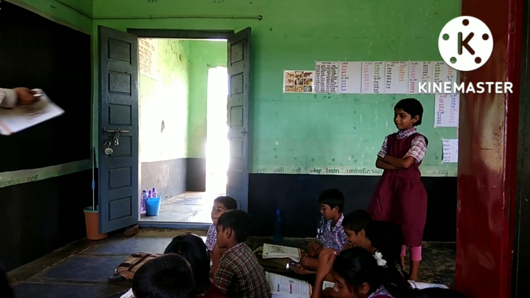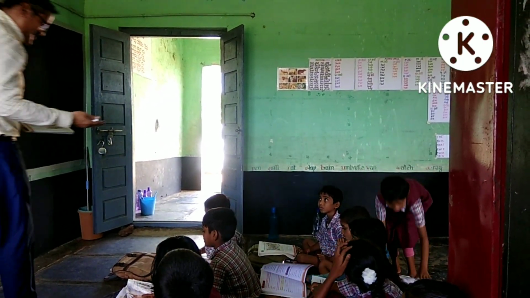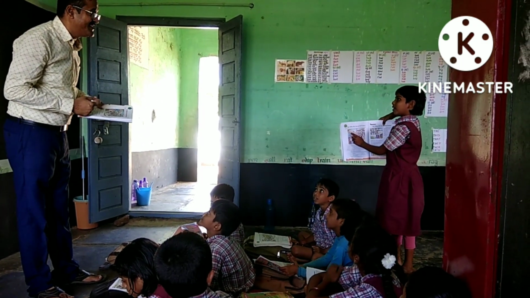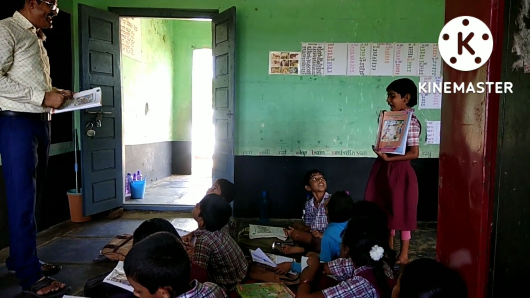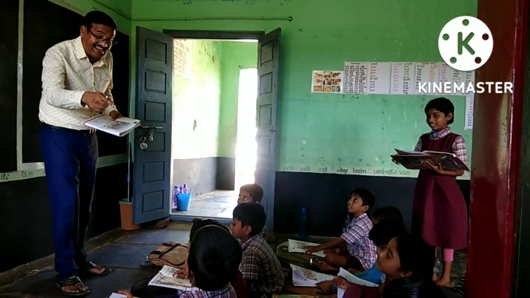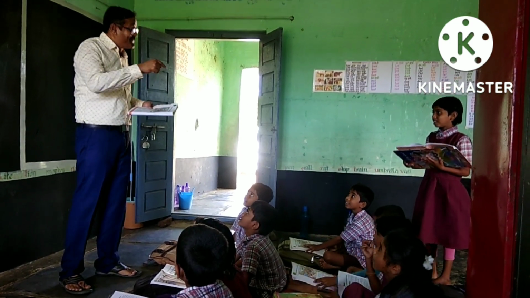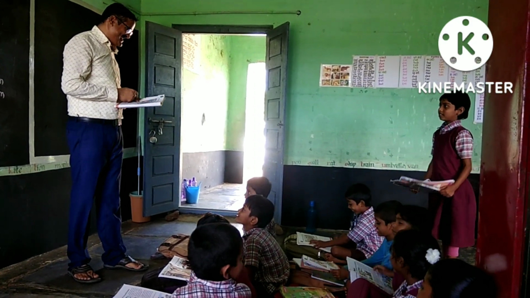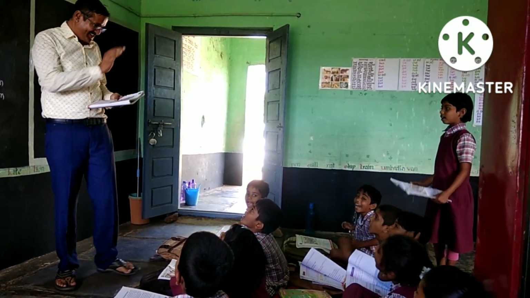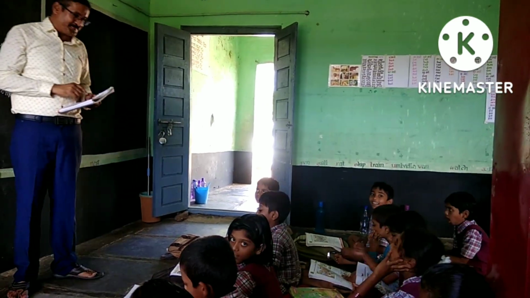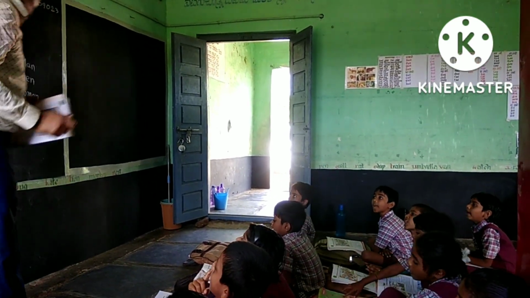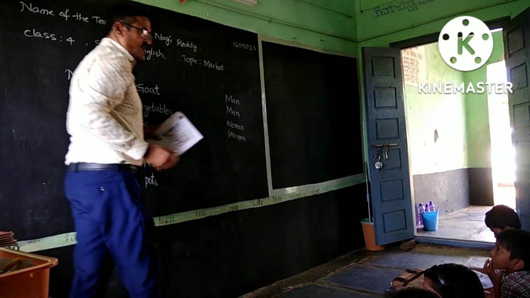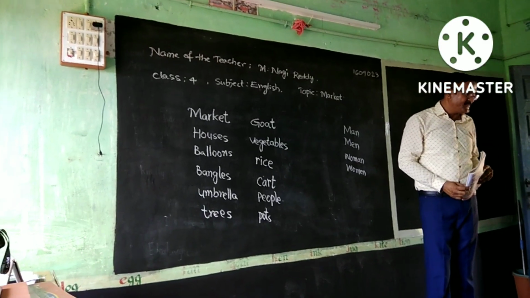Where is the pots? Observe it. Where is the pots in the picture? Where? Tell me. On the bullock cart. Pots are on the bullock cart. Right. Okay. So I will read that.